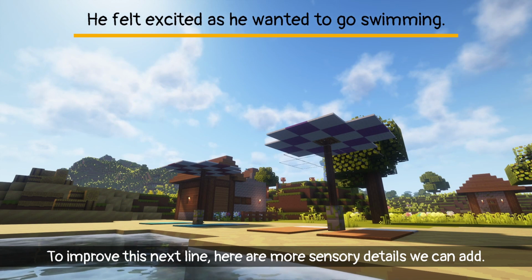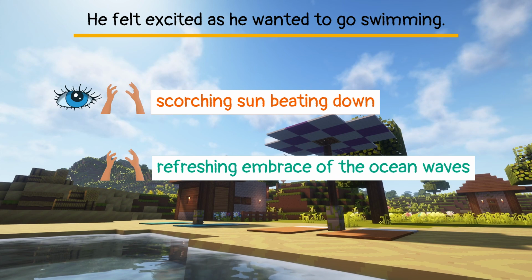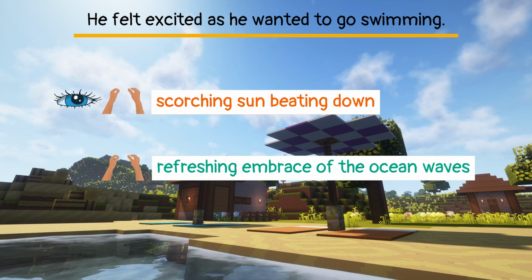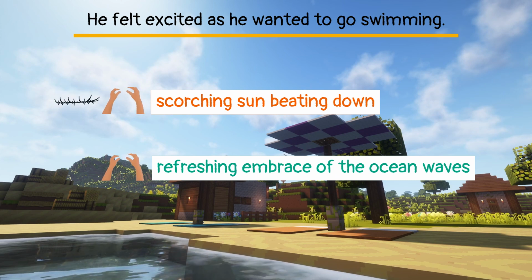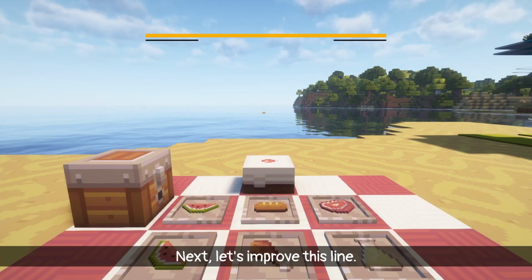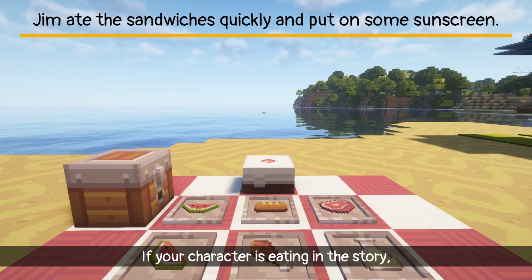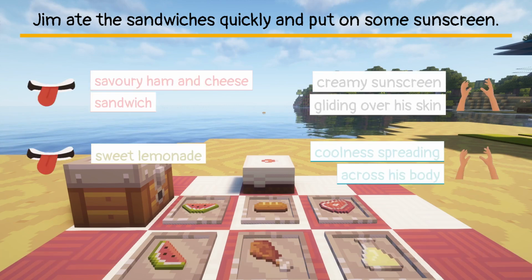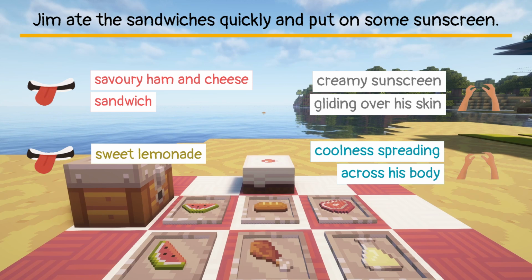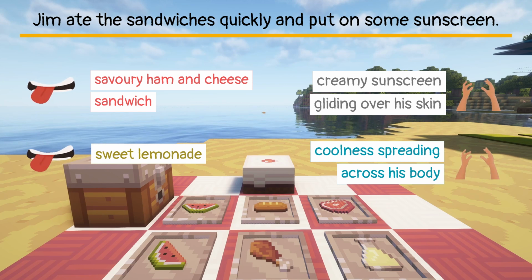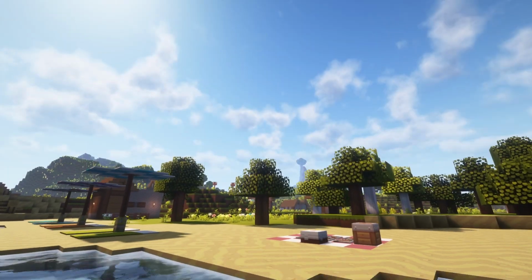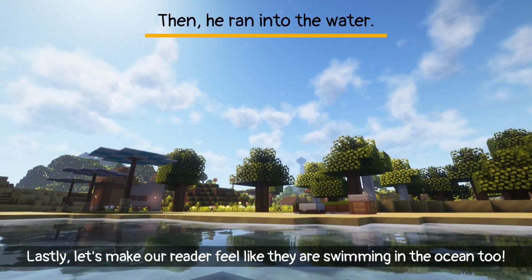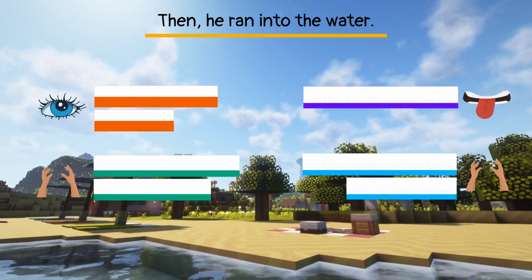To improve this next line, here are more sensory details we can add. Next, let's improve this line. If your character is eating in the story, don't forget to describe the delicious flavors. Lastly, let's make our reader feel like they are swimming in the ocean too.